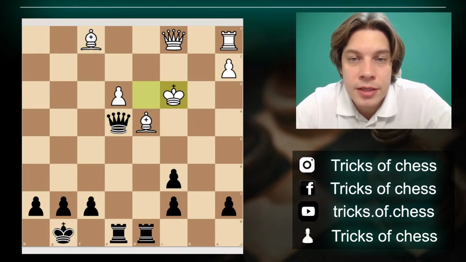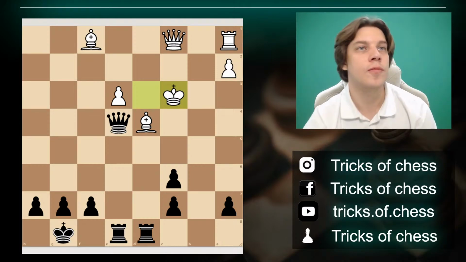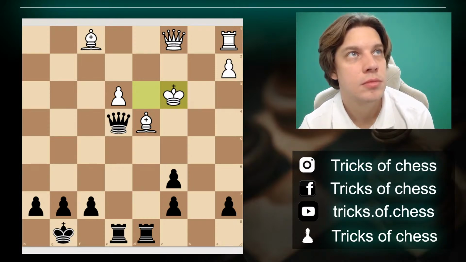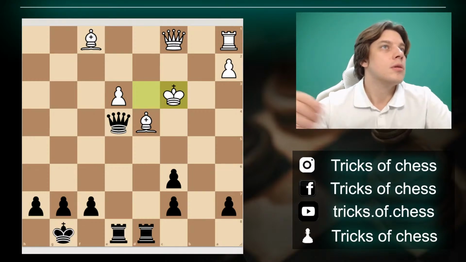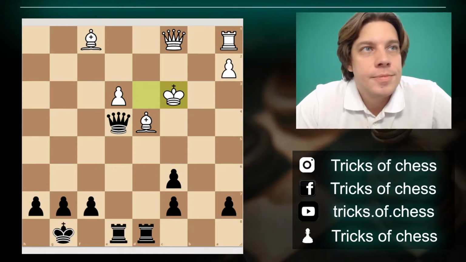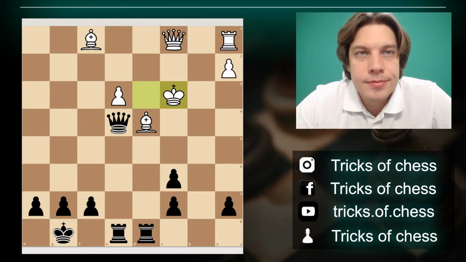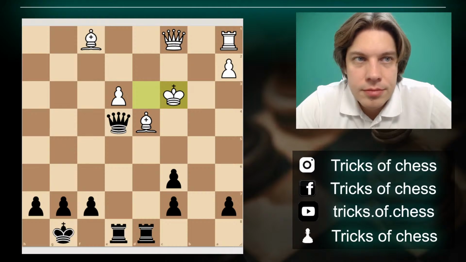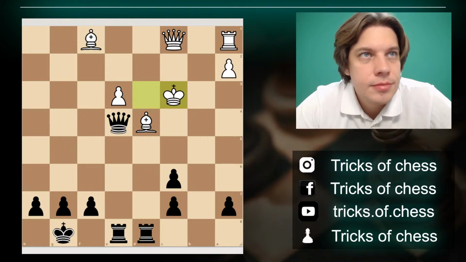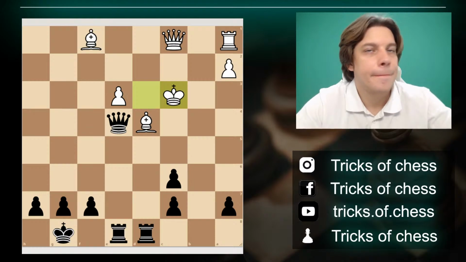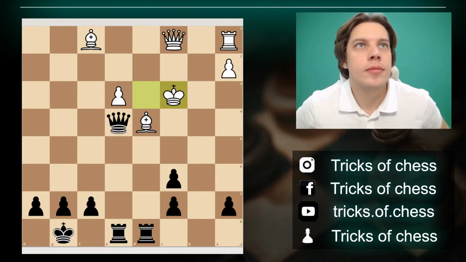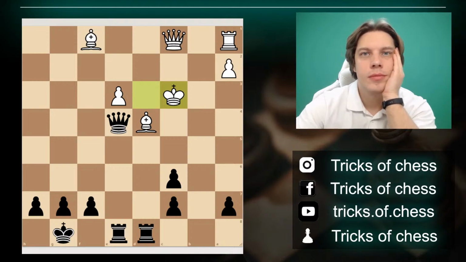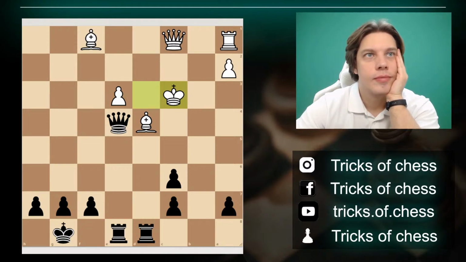And could you please find the next move in this position? What do you think the next move was? No? Any suggestions, guys?